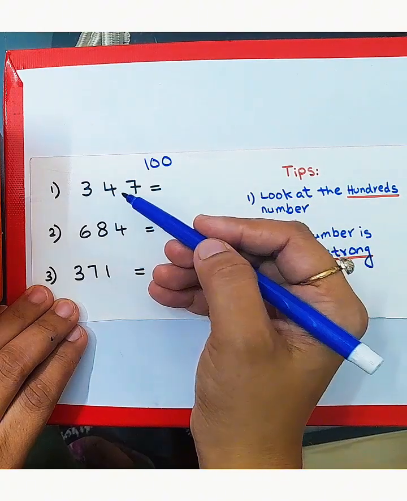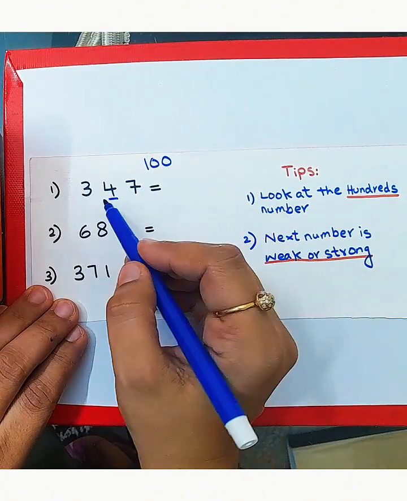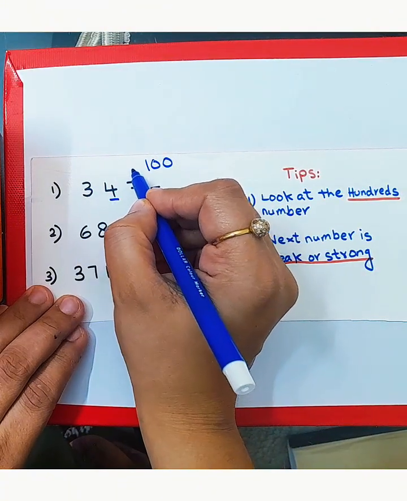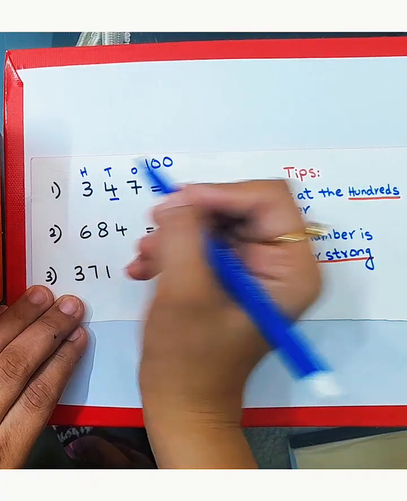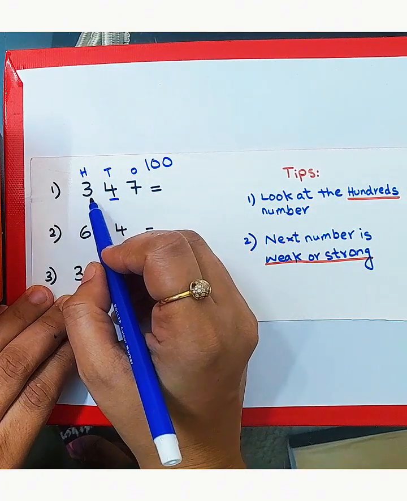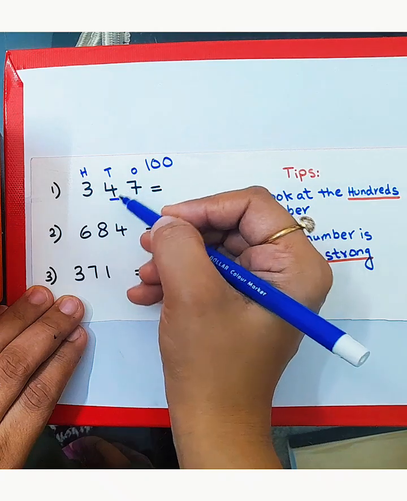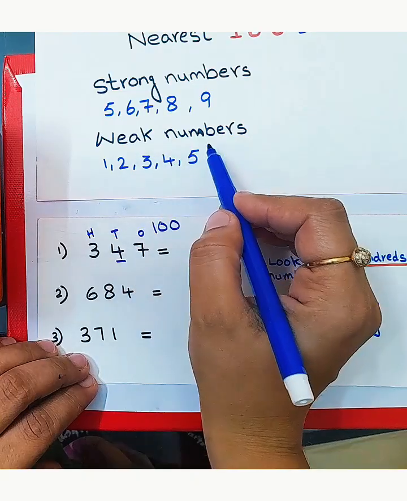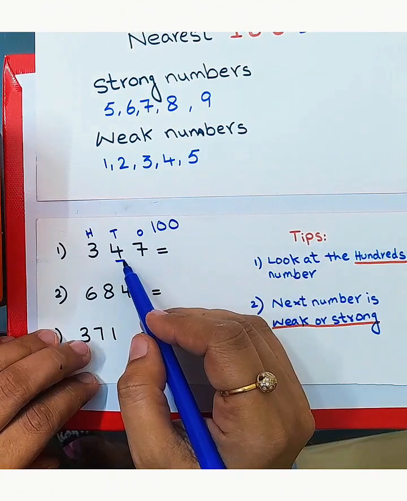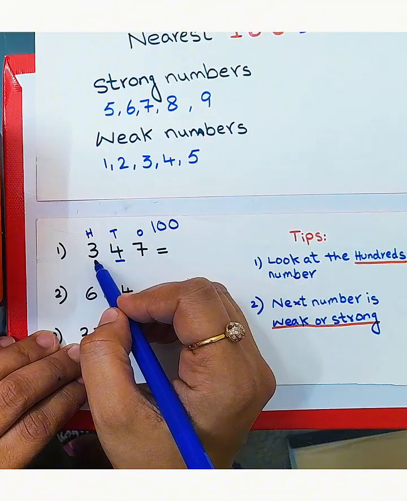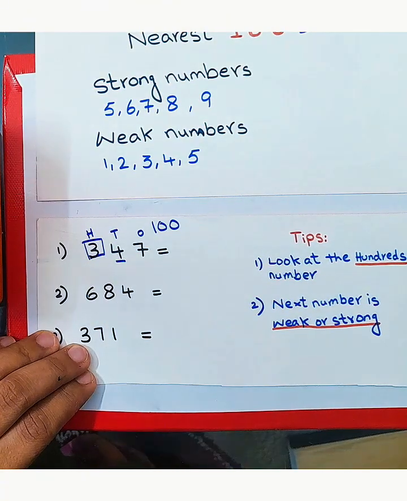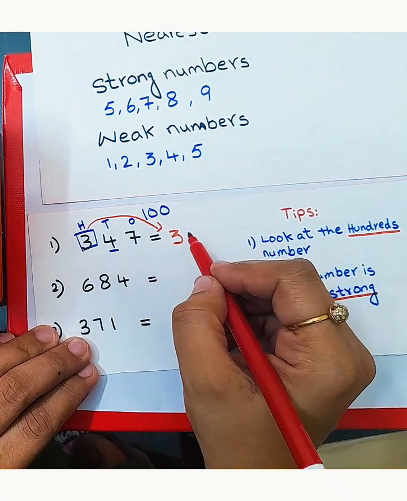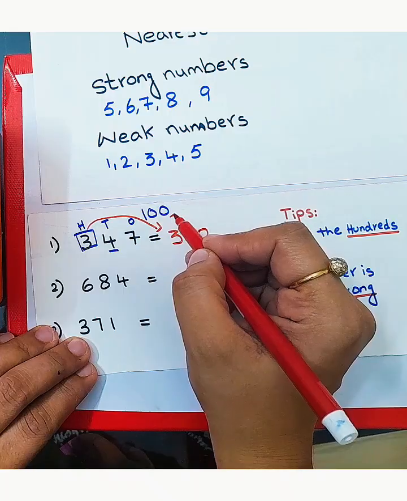That means you have to decide by your next number whether this number can be changed or cannot be changed. So first of all, see, this is the ones place, this is the tens place, and this is the hundreds place. So you have to round off to the nearest 100, but your focus is that you have to decide by this number. As 4 is less than 5, it is in the weak category, so it has no power to change this number. So this number 3 will stay as it is, and the other two numbers will become 0, 0, as we are rounding off to the nearest 100.